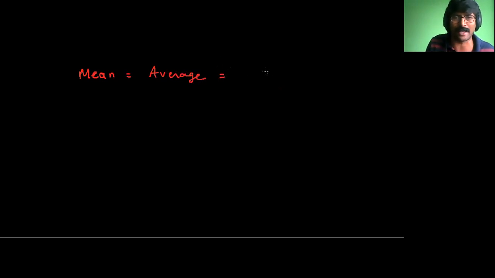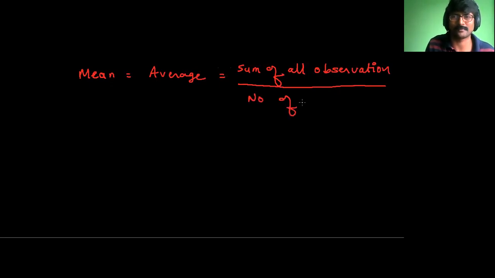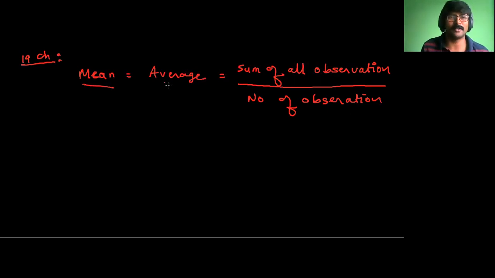So what is the formula of average? Sum of all observations divided by number of observations. This is, I guess, the 19th chapter in the 9th standard textbook. So, what exactly is mean? Mean is nothing but average. I hope you finished writing. Mean is equal to average.